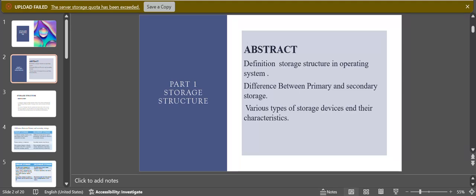Welcome to the video series on operating systems. Here we are discussing the storage structure. In storage structure, we are discussing the definition of storage structure, the difference between primary and secondary storage, and various types of storage devices and their characteristics.